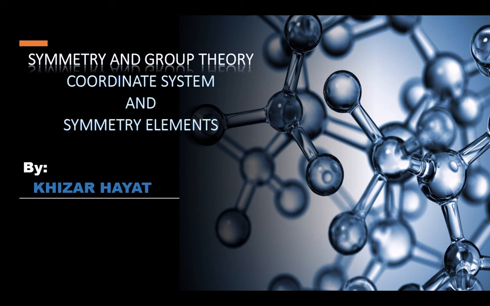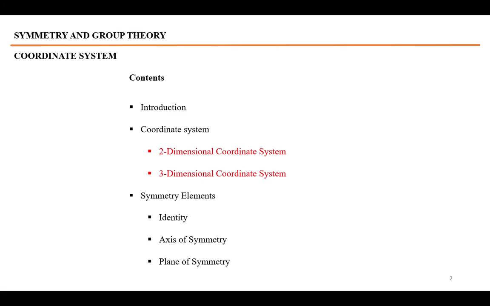We are starting with symmetry and group theory. Its first lecture is about coordinate system and symmetry elements. We will discuss the introduction of symmetry, coordinate system, two-dimensional and three-dimensional coordinate system, and symmetry elements, which are identity, axis of symmetry and plane of symmetry. These three will be discussed in this chapter, and the next chapter would contain the remaining two.